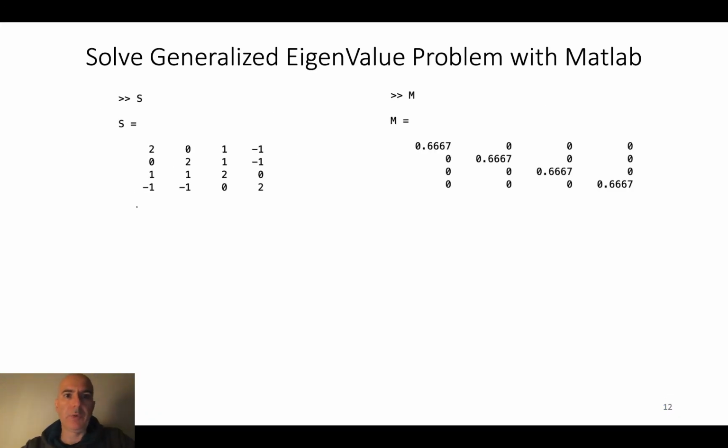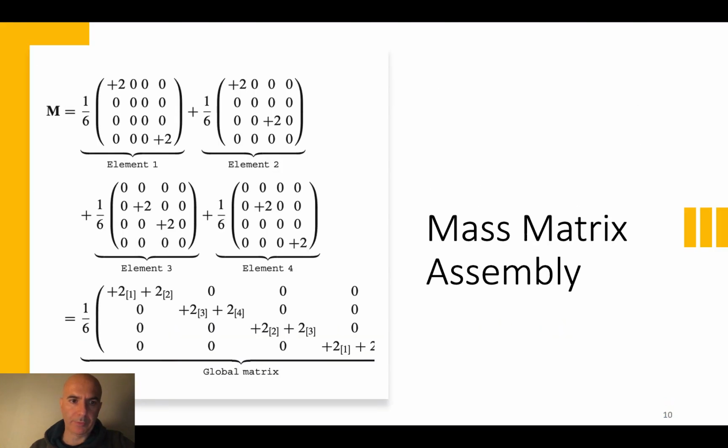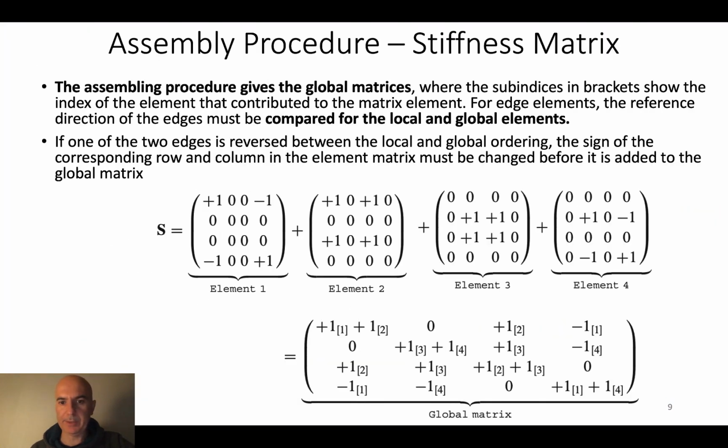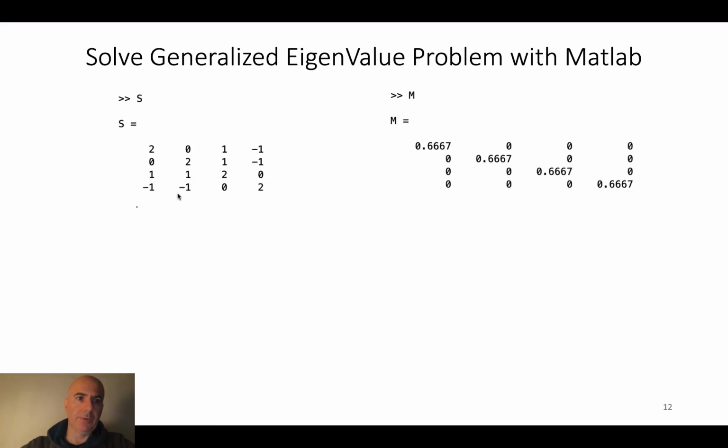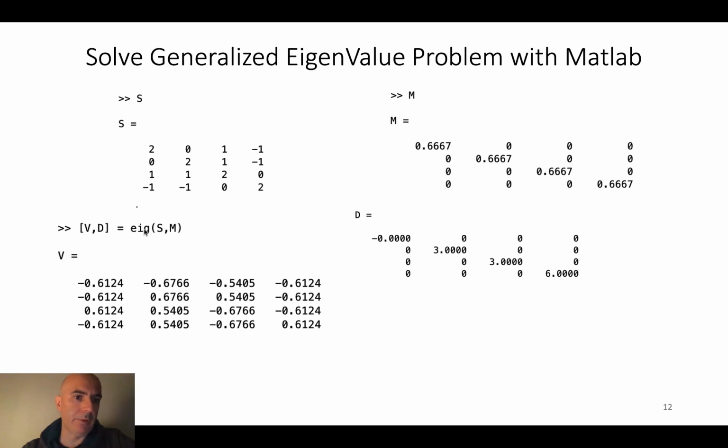So the first thing when we want to solve this is to form our matrix S and M. I used the expression from the previous two slides, so we know that S is this matrix here, and then we know that the mass matrix is this matrix here. So we just write the stiffness matrix and the mass matrix. At this point, we use the generalized eigenvalue solver in MATLAB. That is, we provide eig, and then the stiffness matrix and the mass matrix, and we obtain two matrices. So we obtain V and D.